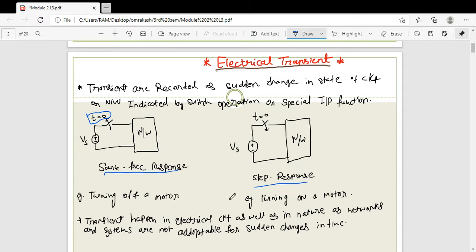So these are two situations where you get the transient. Once you operate the switch, the voltage may be removed from the circuit or may be added to the circuit. Now see here, at t equal to 0 instant, this voltage source is added to the circuit. Because of this condition, a transient is created in that circuit, depending on the parameters available in this network. It must contain RLC components.